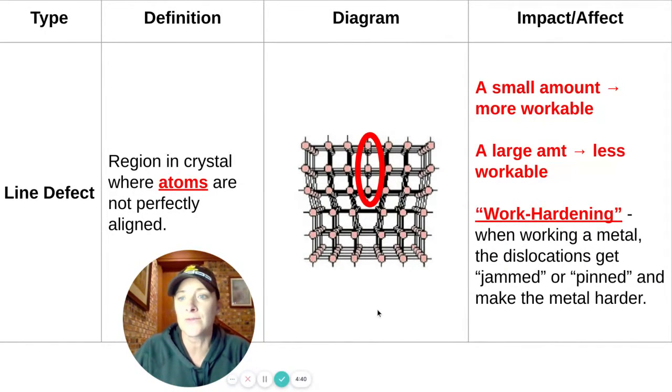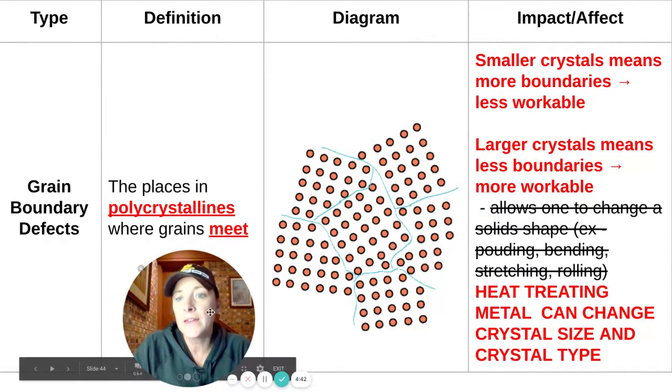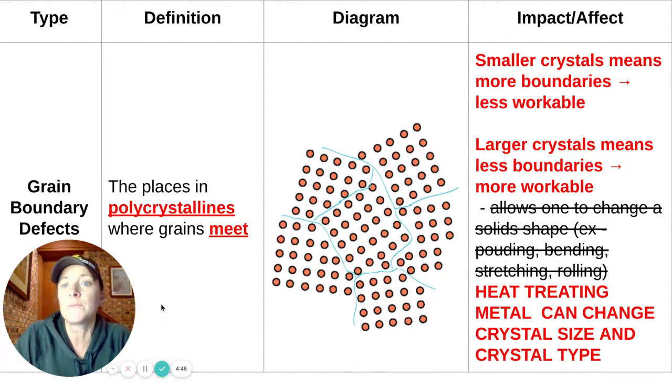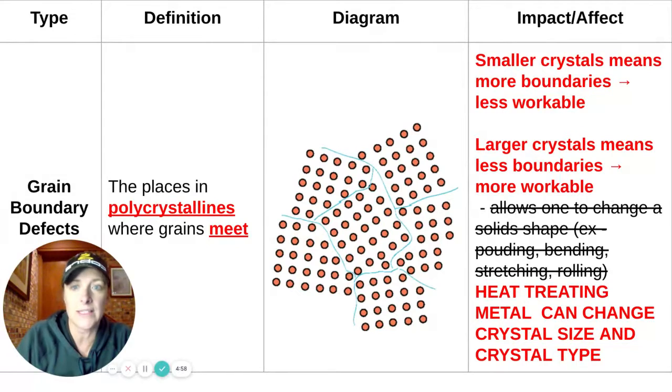Okay, so line defect is the first type. Another type is called grain boundary defects. This is places in the polycrystals where grains meet. Remember, these are all different grains here, and the lines where they meet, those are called grain boundaries. And we could have defects along those grain boundaries, right here where those grain boundaries meet.